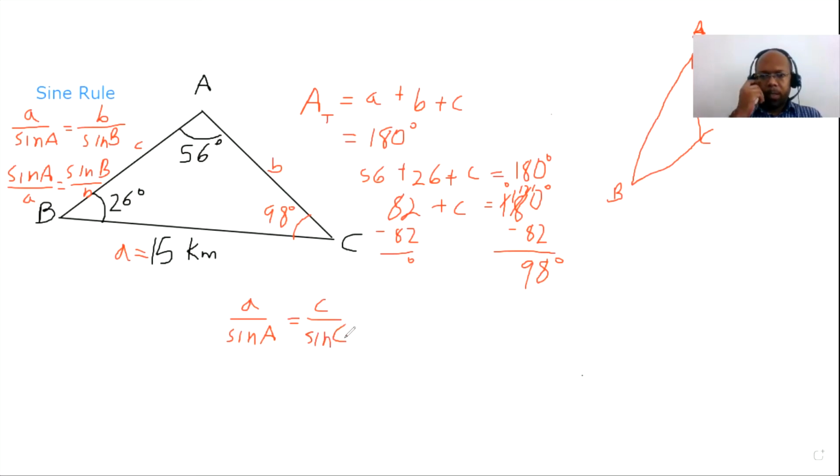All right, so now, what is my A? My A is 15 over sine of 56. But look what I did. I have the C on this side when I really want it on my left-hand side.